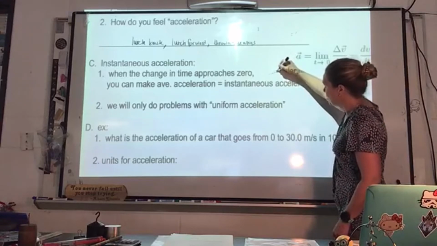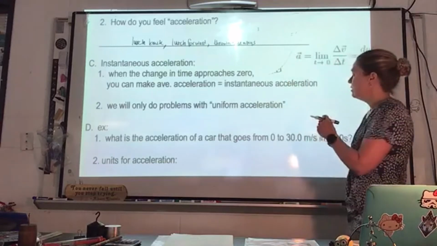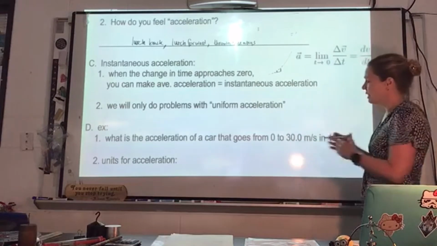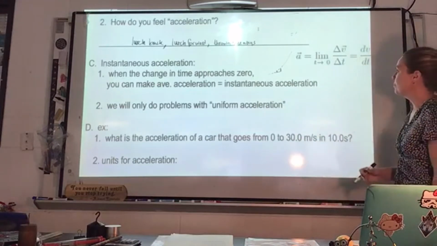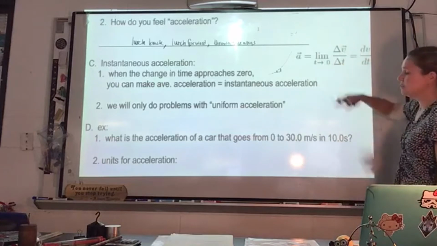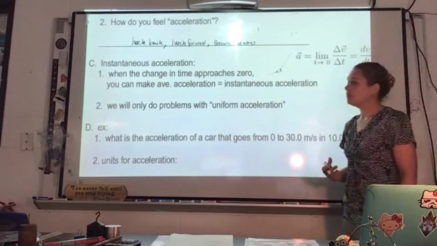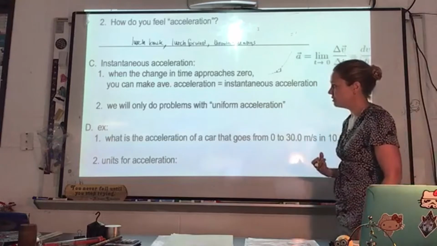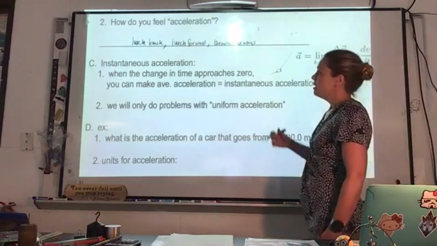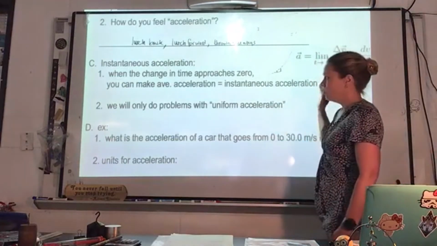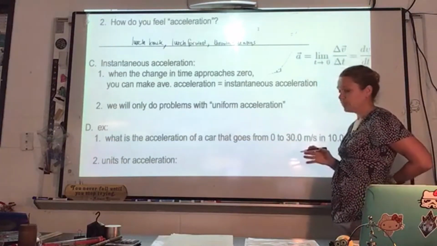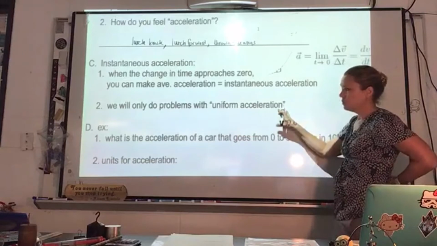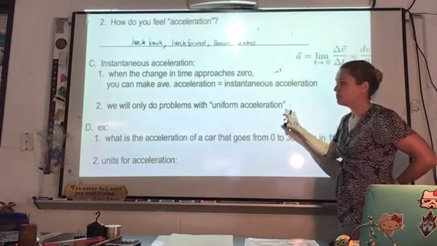If you make that triangle really, really tiny, then it gets close to being instantaneous. And so you could set this up as a limit as time approaches 0 of delta V over delta T. Then we have instantaneous acceleration. All right? So we can talk about having a changing acceleration, like I said, but we're only going to do problems that have uniform acceleration.